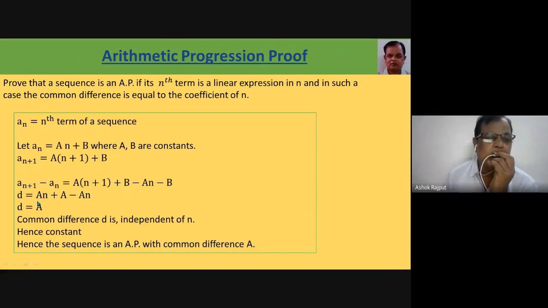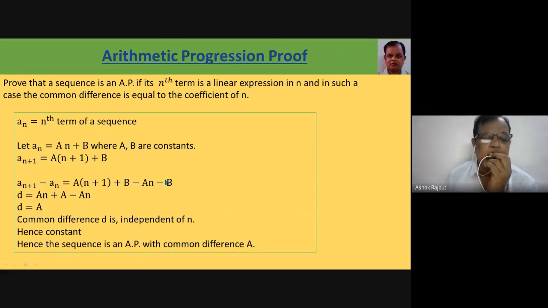Now we break the bracket. d = an + a - an, an cancelled. Therefore, d = a, which is independent. There is not any variable, so we can say it is a constant. Therefore, it is an arithmetic progression. As we have explained here, common difference d is independent of n, hence it is constant. Hence the sequence is an AP with common difference a.